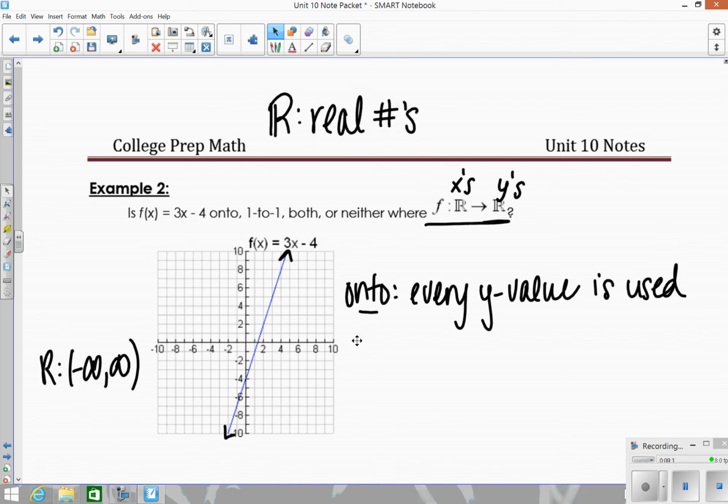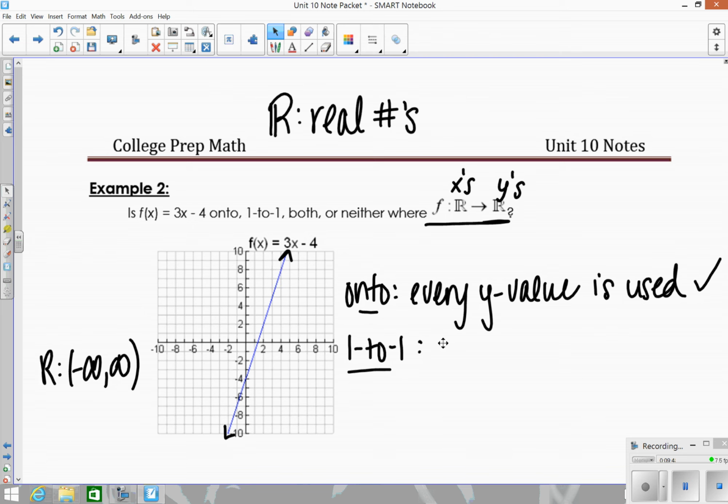So then the next thing is we have to decide, well, is it 1 to 1? So yes, it's onto. So 1 to 1 means that for each x value, there's only one y value, and for each y value, there's only one x value. So if you look, each x value is going to have only one y value. For every single x value, there can only be one y value. And then for each y value, as I move along the y values, there's only one x value.